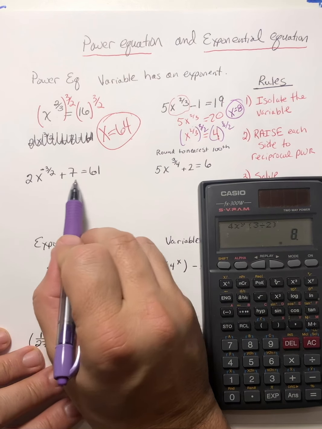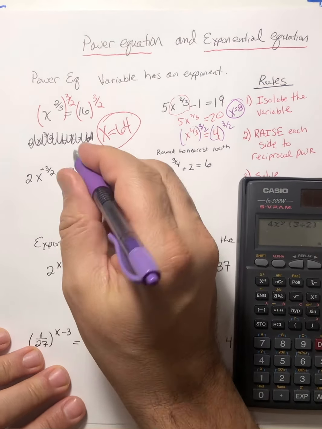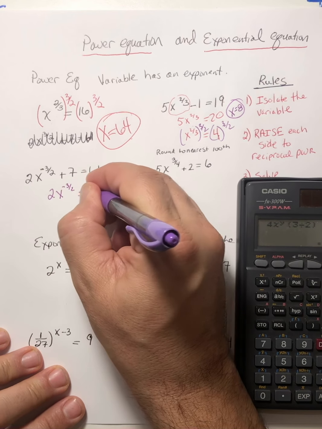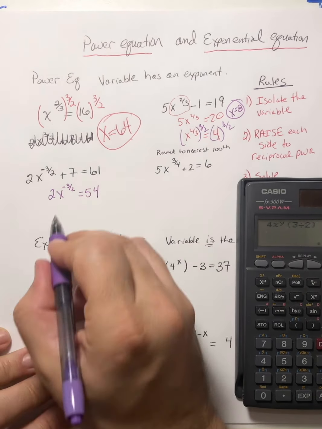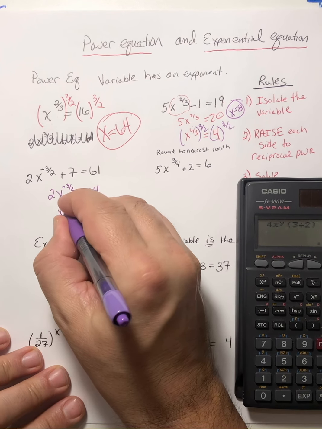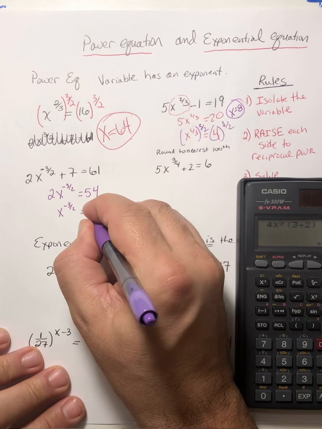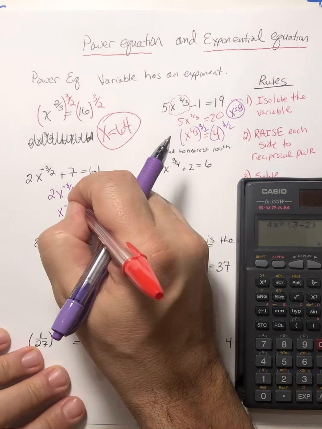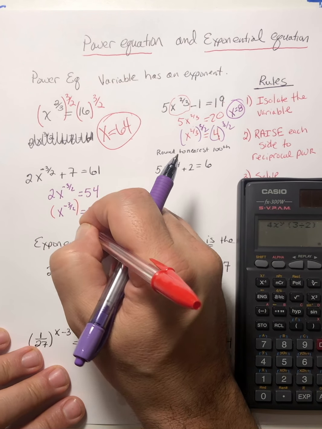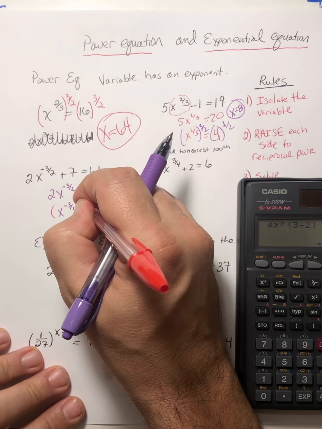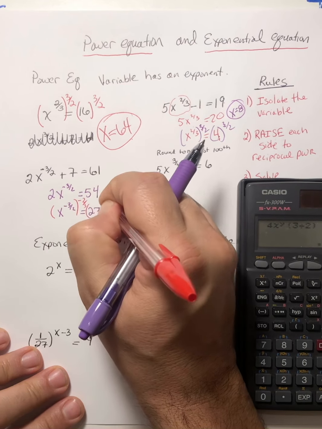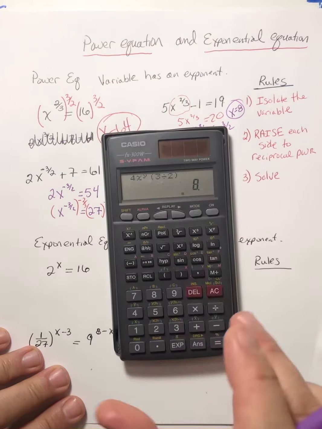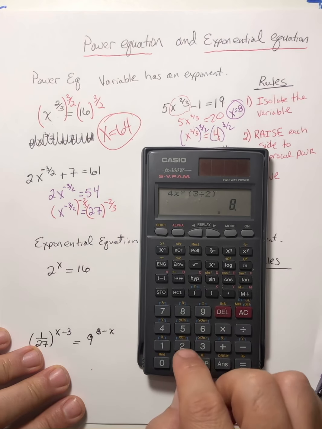Okay, so here, I got to subtract 7. So that's 2x to the negative 3/2 equals 54. Now I have to divide by 2. So x to the negative 3/2 equals 27. And now I'm going to raise each side to the reciprocal power. And oh, it's a negative. Who cares? Negative 2/3. I don't care that it's a negative. You think this thing cares? No. Just type it into the calculator.